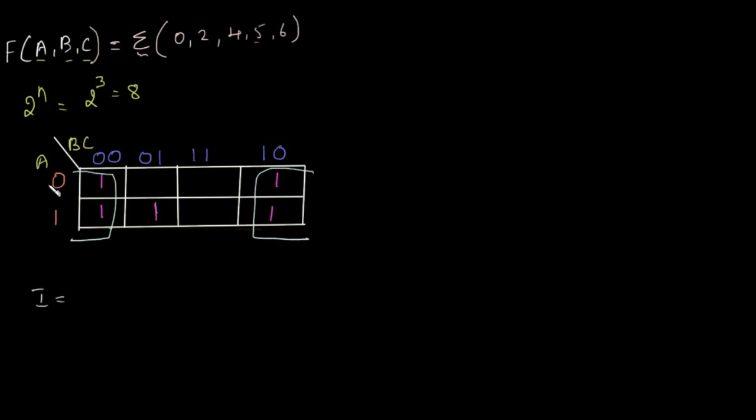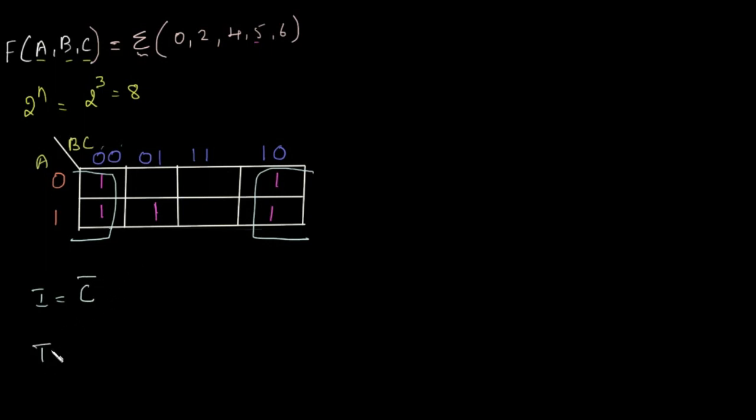From group 1, we can see that A is jumping from 0 to 1, so we cannot take the value of A. Now look at B and C. B is 0 here, and B is now 1, so B is changing its value from 0 to 1, and we cannot take the value of B. Now we look at C. C is 0 in the first cell, and it is 0 in the last cell as well. So C's value is not changing, so we have to take the value of C here. Since C is 0, we put C bar.